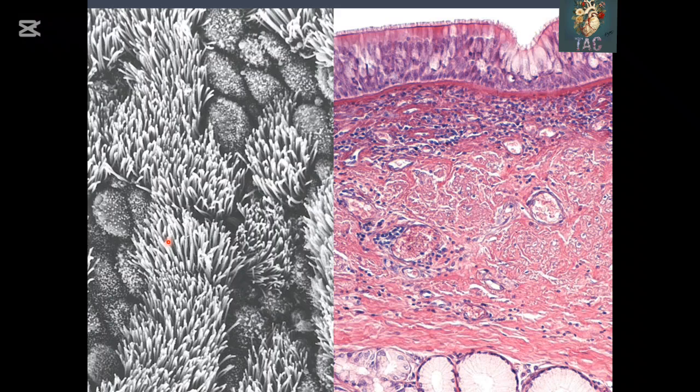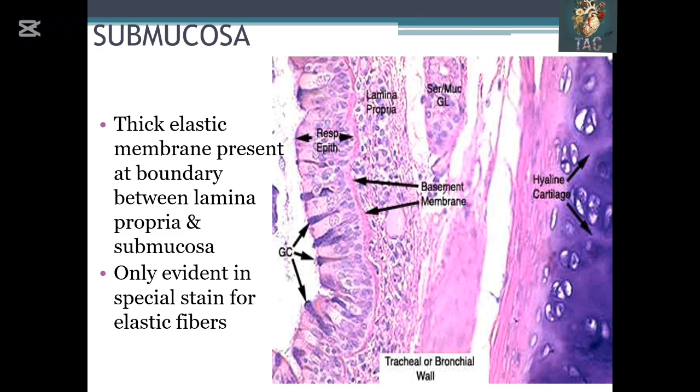This scanning electron microscopic picture shows you a large number of columnar cells with cilia, and in between the ciliated cells you can see the goblet cells which are also present. So now moving on to the submucosa. The submucosa also contains a thick elastic membrane present at the boundary between the lamina propria and submucosa.